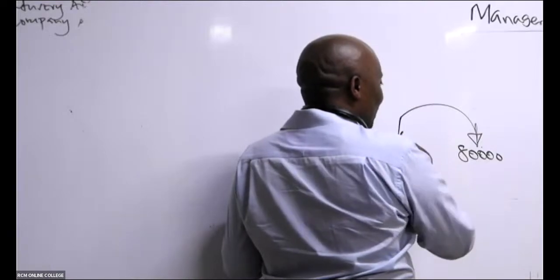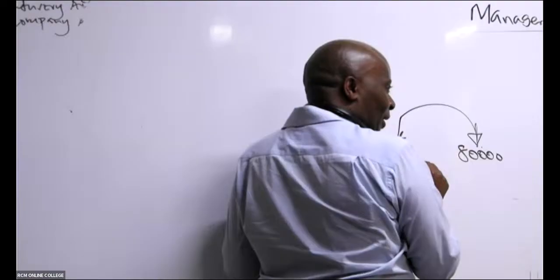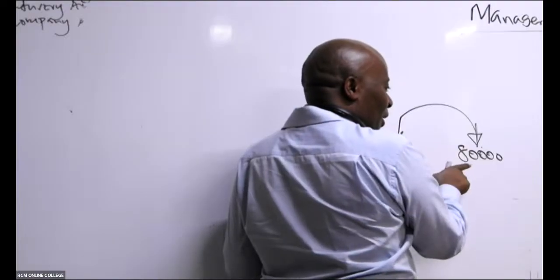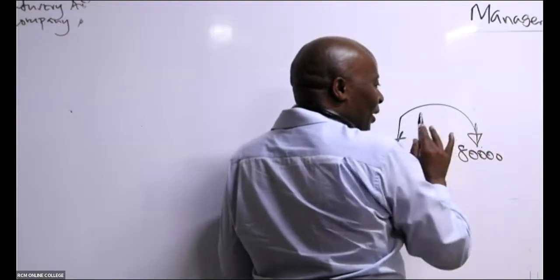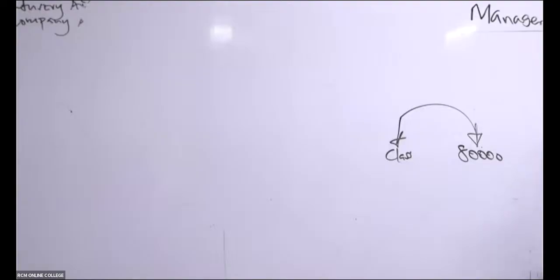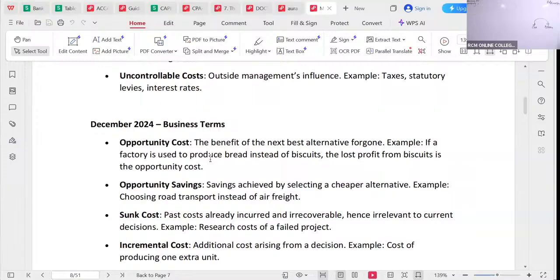So you see, by being in class here, this person is losing what here? Somebody 80,000. So this is the opportunity that he has lost, the value or the cost of the foregone alternative. So opportunity cost is the benefit of the next best alternative foregone. Example, if a factory is used to produce bread instead of biscuits, the lost profit from biscuits is the opportunity cost.